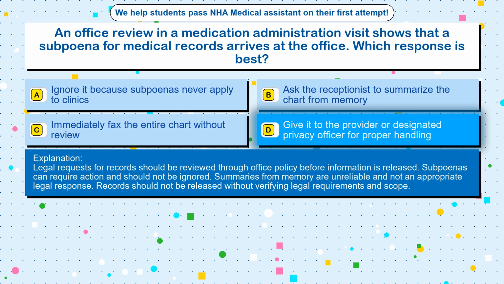Legal requests for records should be reviewed through office policy before information is released. Subpoenas can require action and should not be ignored. Summaries from memory are unreliable and not an appropriate legal response. Records should not be released without verifying legal requirements and scope.